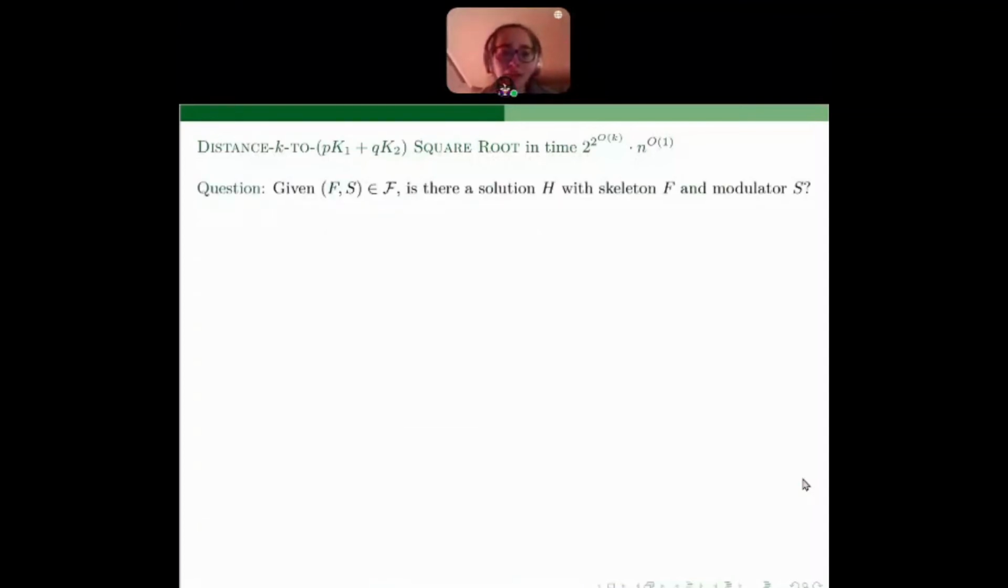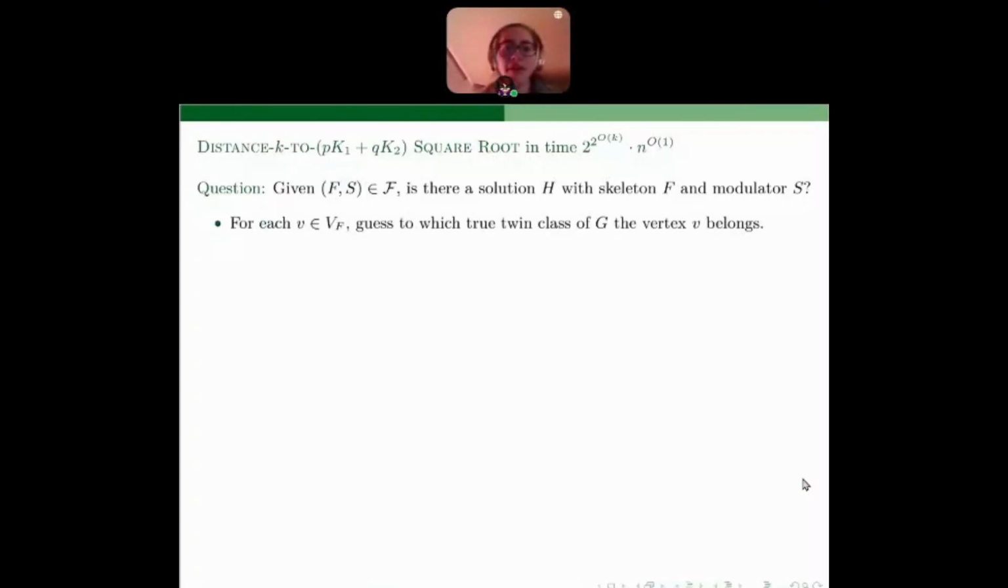And then I will now tweak my question a little bit. Instead of asking for some square root, I want a square root given a particular skeleton and a modulator. I want to find a square root that has exactly that skeleton in that modulator. And this final step we do in the following way.